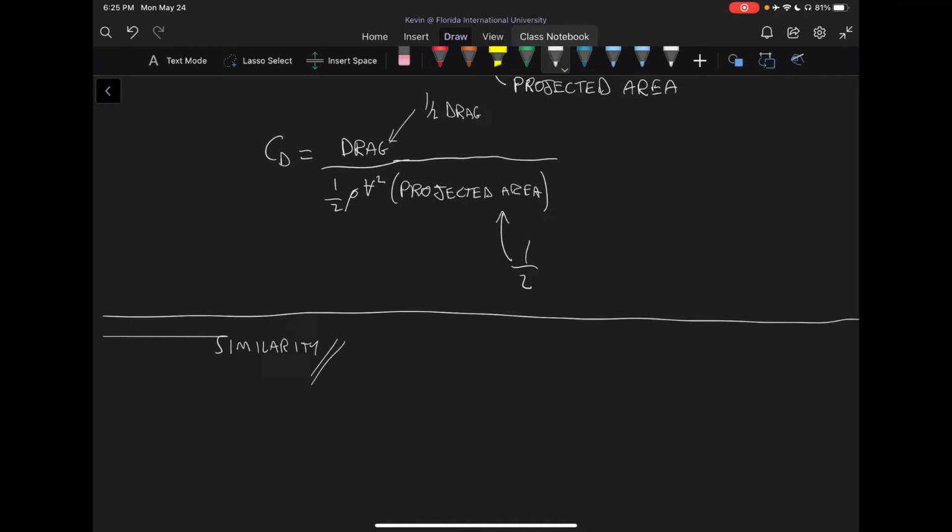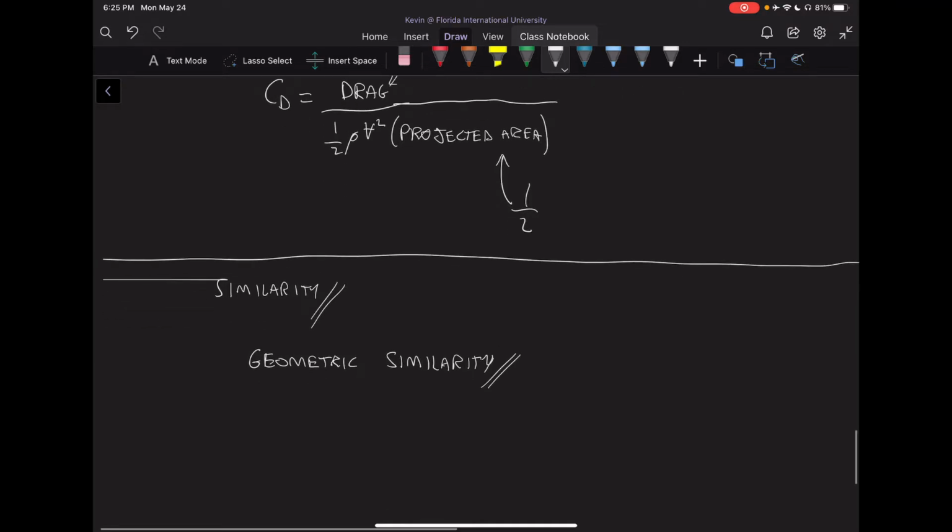So similarity means the same thing or the similar thing, right? And we're going to be looking at two different types of similarities: geometric similarity and dynamic similarity. But first, geometric. So geometric similarity is that a model and a prototype are similar if all body dimensions are scaled linearly.